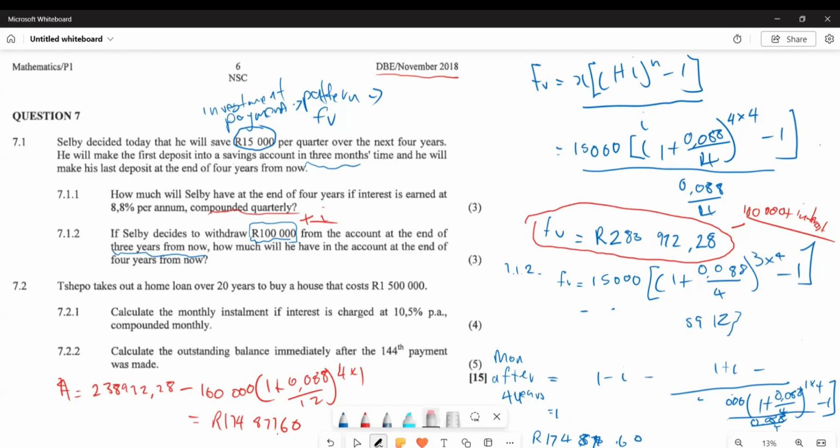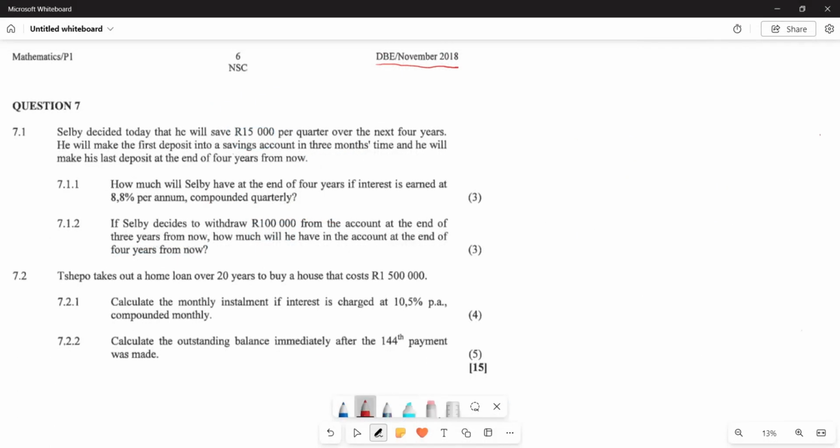Now let's look at question 7.2.1. Now our 7.2.1, they say Tshepo takes out a home loan over 20 years to buy a house that costs 1,500,000, which is 1.5 million, right? Now look, 7.2.1, they say calculate the monthly installment if the interest charge is 10.5% per annum compounded monthly. Look, this one is very straightforward.